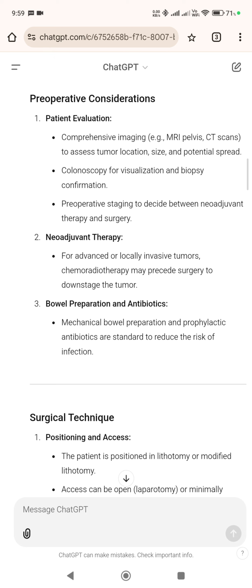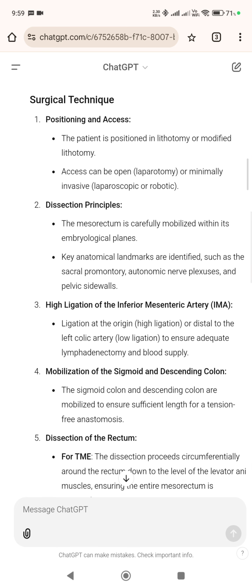3. Bowel preparation and antibiotics. Mechanical bowel preparation and prophylactic antibiotics are standard to reduce the risk of infection. Surgical technique. 1. Positioning and access. The patient is positioned in lithotomy or modified lithotomy. Access can be open (laparotomy) or minimally invasive (laparoscopic or robotic).